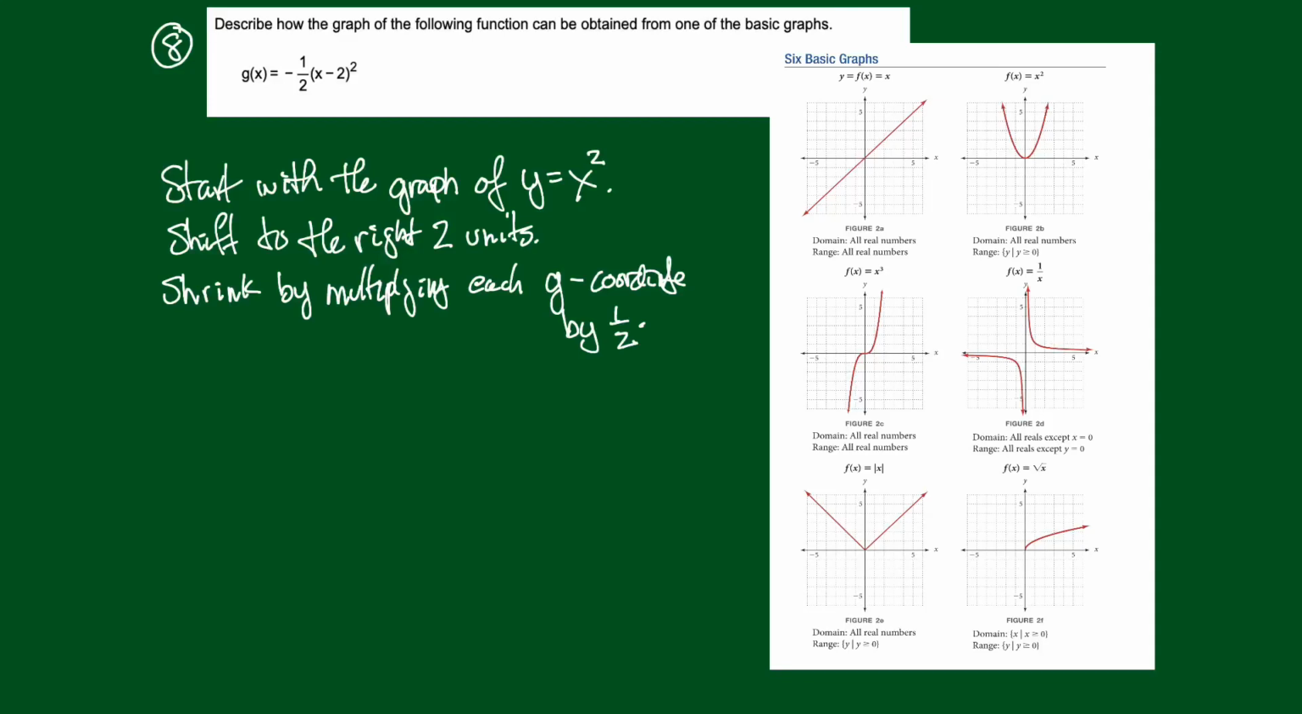Now the last thing I'm going to do is, because I got that negative, I'm going to reflect across the x-axis. So if I start with this graph here and shift it 2 units to the right, shrink it by multiplying each y coordinate by a half, and then reflect it across the x-axis, I will get this curve right here.